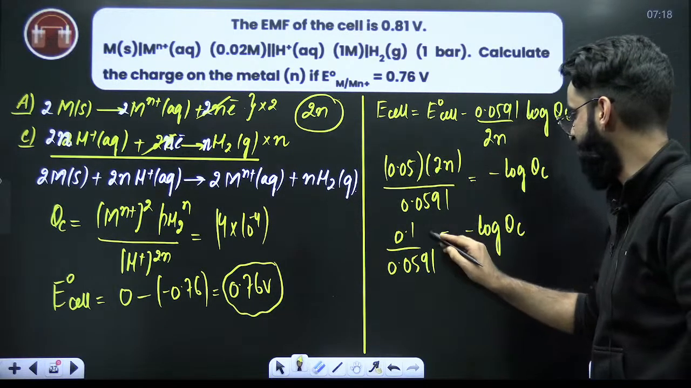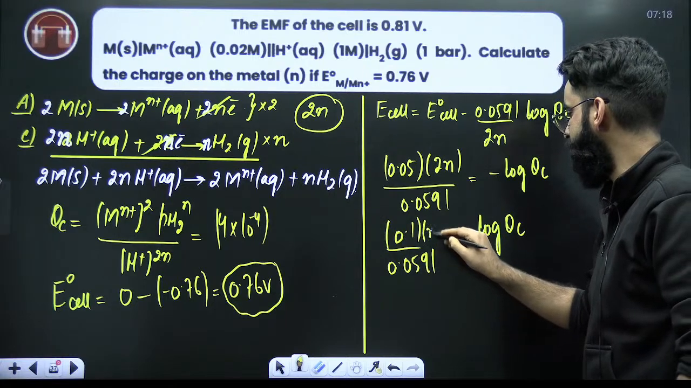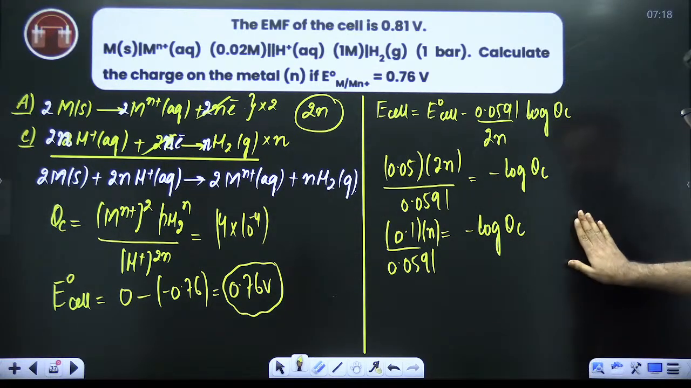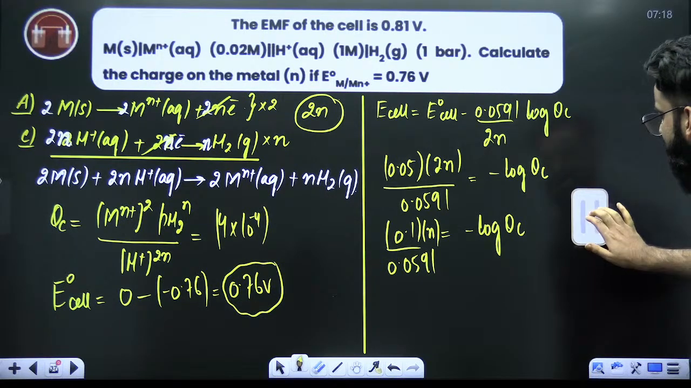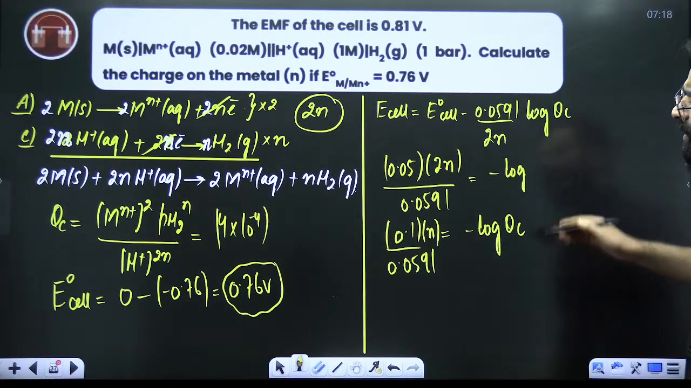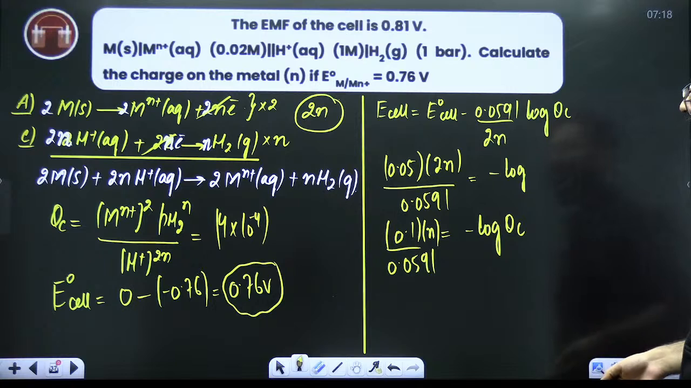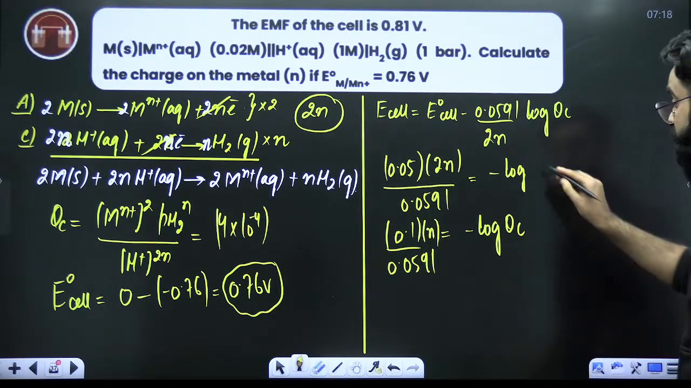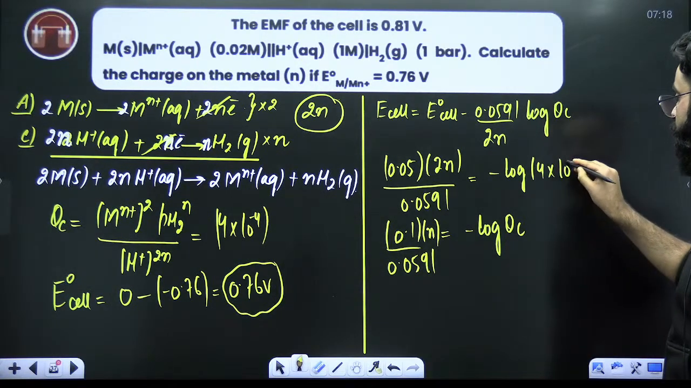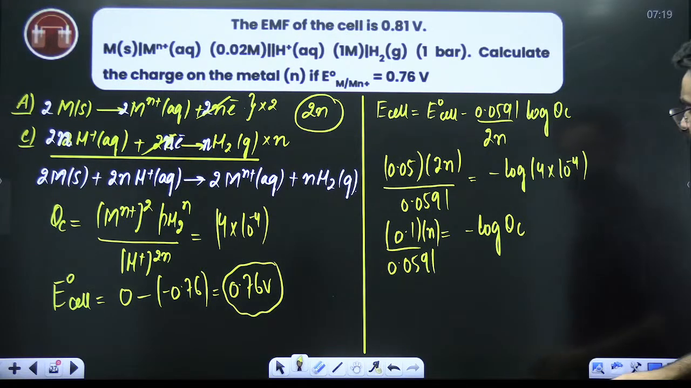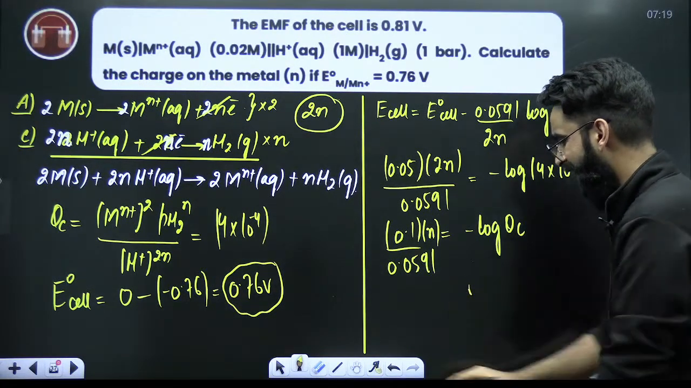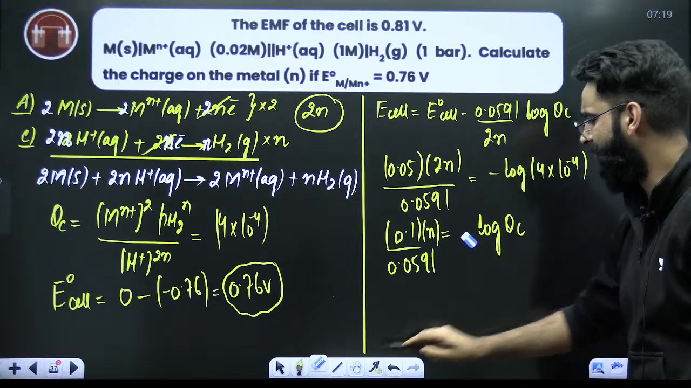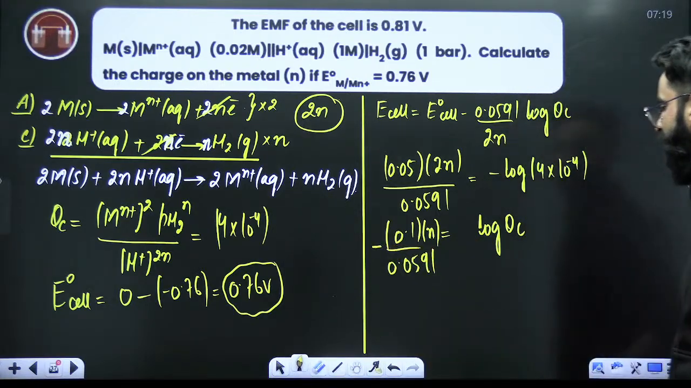I think one term is missing. That's N, right? QC as per the equation is given to us. How much? We have calculated QC, and QC is 4 into 10 raised to minus 4, right? Now do one thing. This minus, take it on the other side.